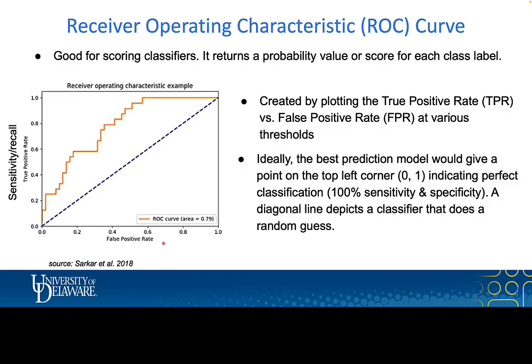Ideally, the best prediction will be a point on the top left corner, indicating perfect classification, with 0 false positive rate and 1 recall. The diagonal line depicts a classifier that does a random guess.